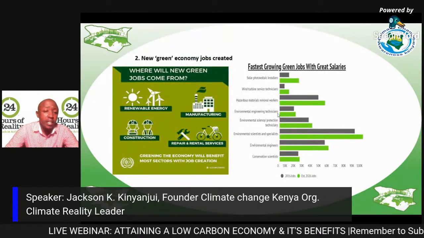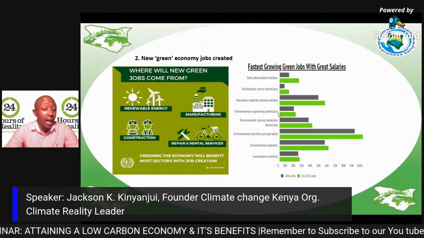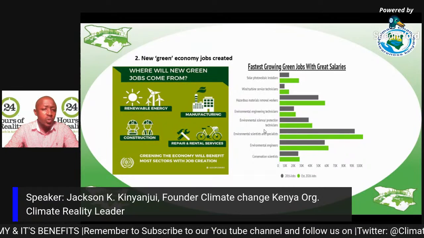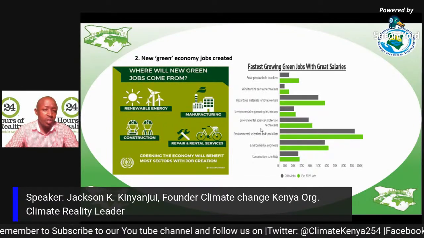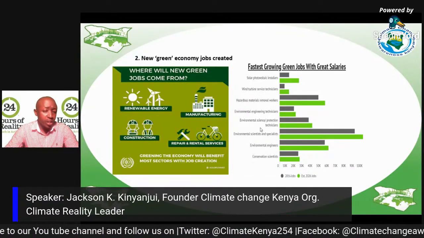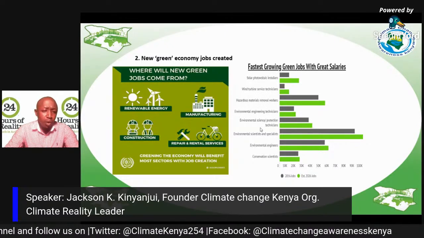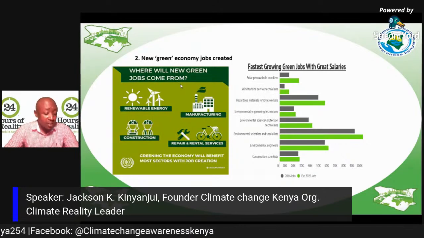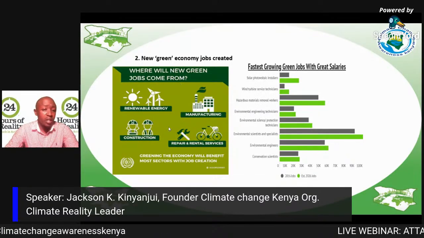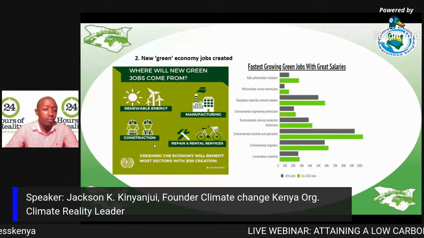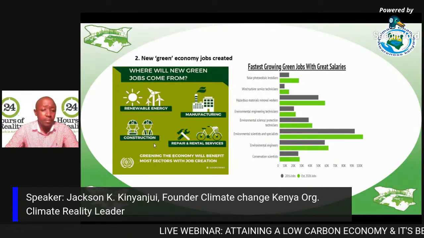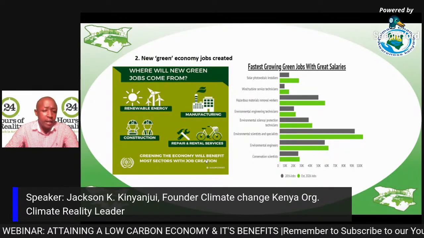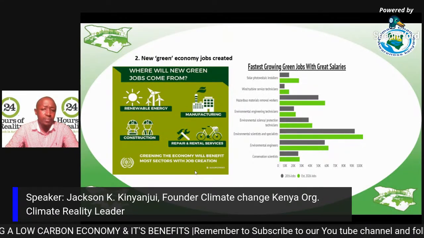The other one is new green economy jobs are created. Most countries have the fear that once we embrace the green economy, jobs will be lost. This is far from the contrary. We'll be able to increase more jobs. Where will new green jobs come from? From the slides in front of you, you'll be able to see more green jobs will come from the renewable energy sector, manufacturing sector, the construction sector, the repair and rental services.